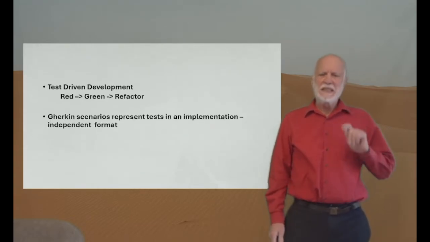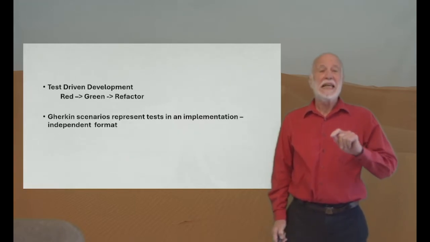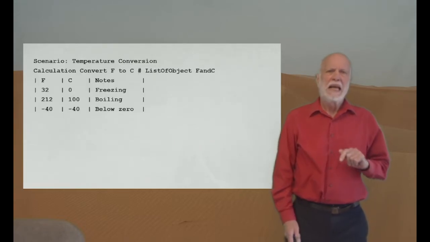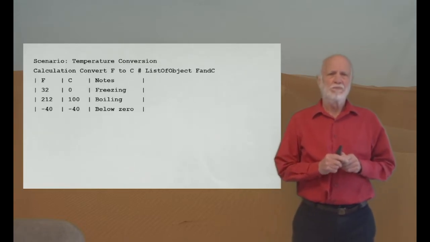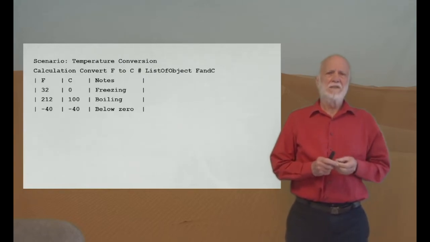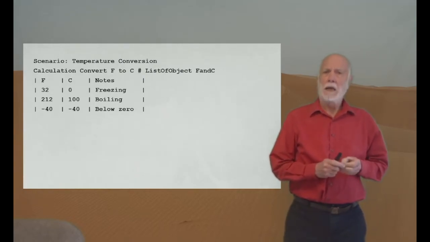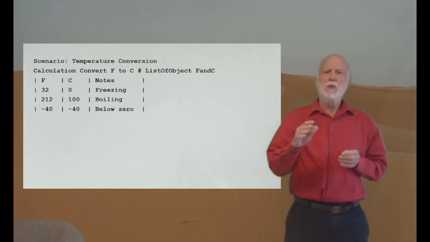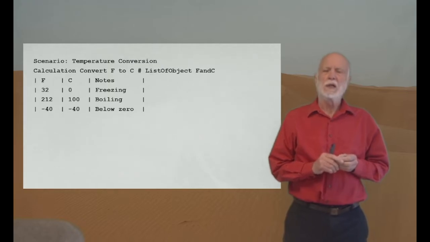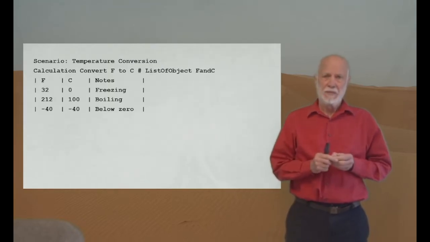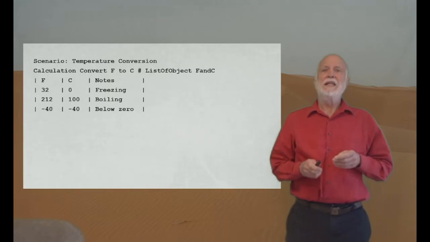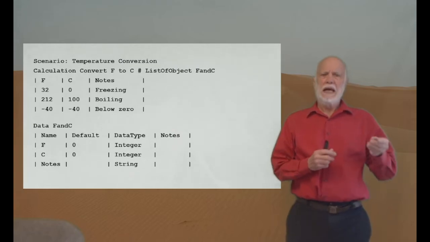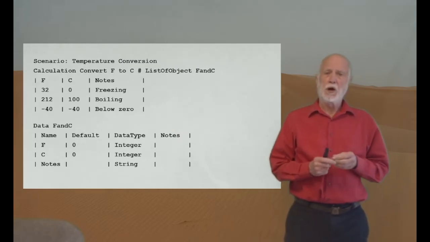Gherkin scenarios represent tests in an implementation-independent format. Let's give an example here. Here's our temperature conversion scenario. We have 3 sets of values, and our calculation convert F to C has in the hashtag 2 tokens that help Gherkin Executor create tests from it. The list of objects and the F and C, which is a data type that shows us that F and C are integers and notes are strings.